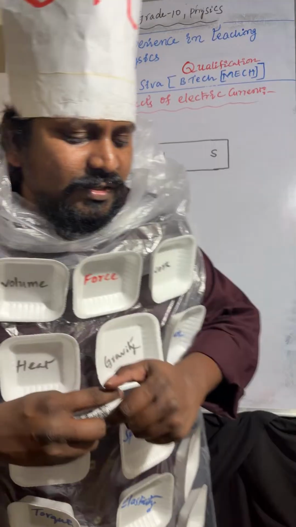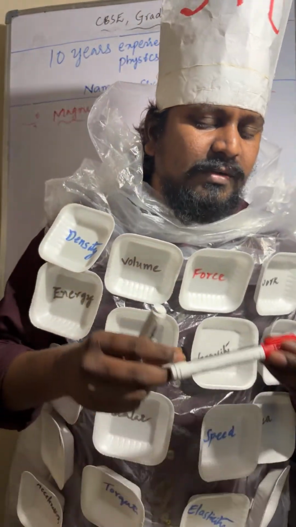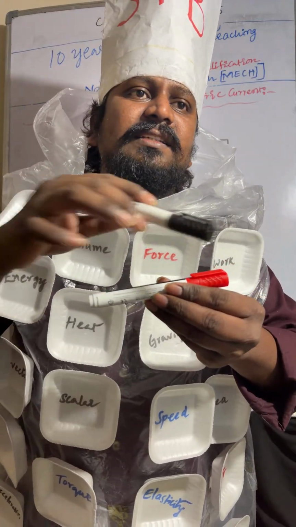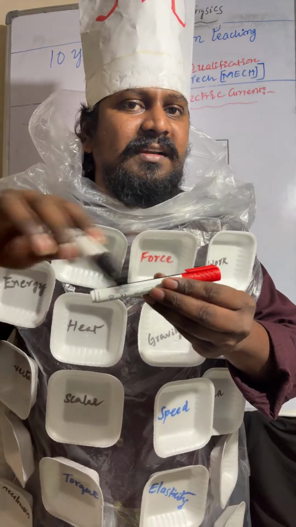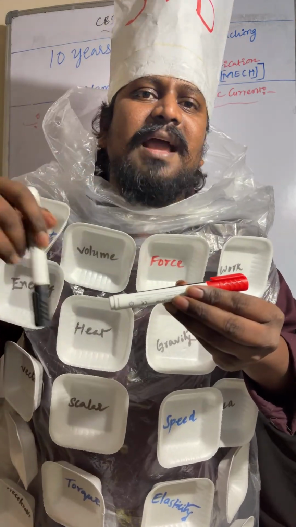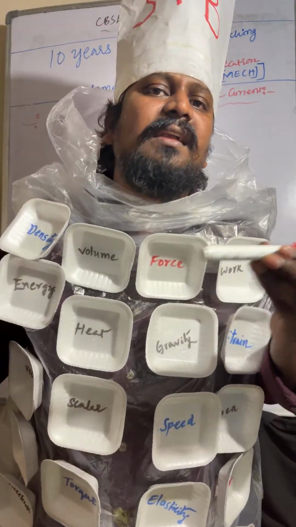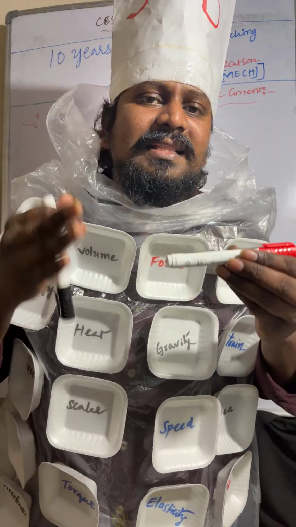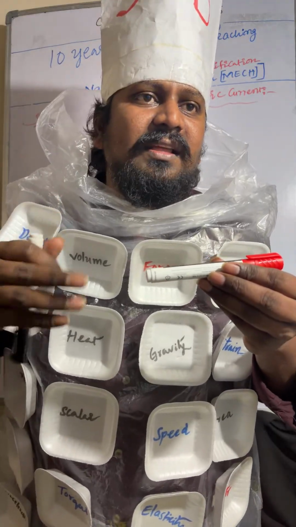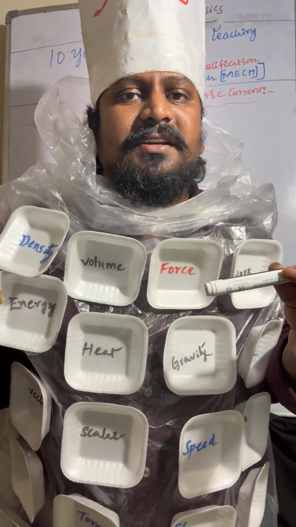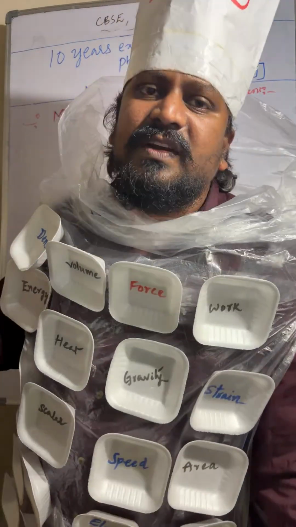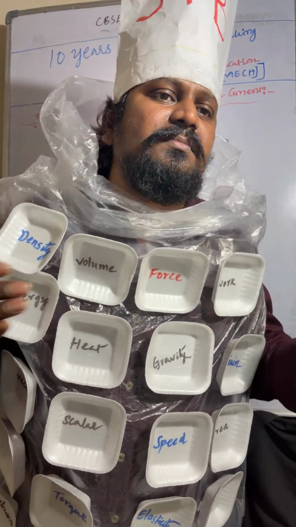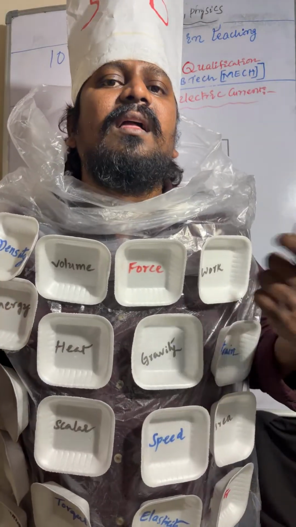Only a certain region. Suppose you consider this a magnet. Until a certain region only, the magnet will attract the magnetic materials. Beyond a certain point, it won't attract the magnetic material. So that is called the magnetic field: the region or space around the magnet in which magnetic force is exerted.